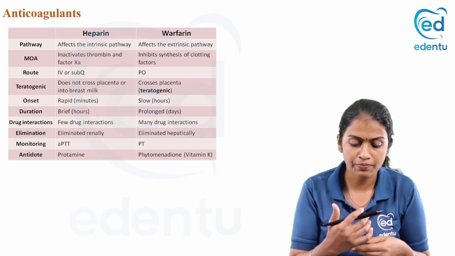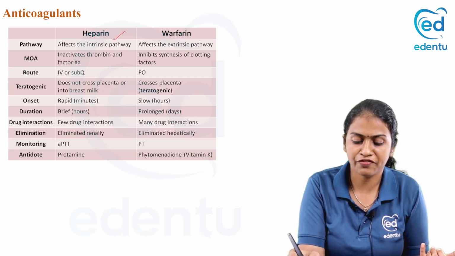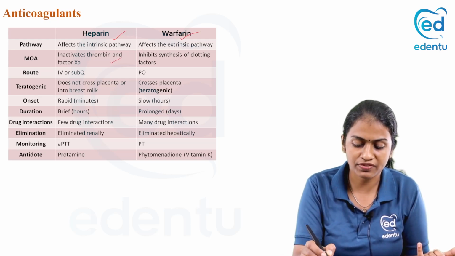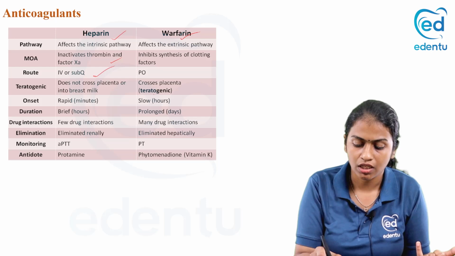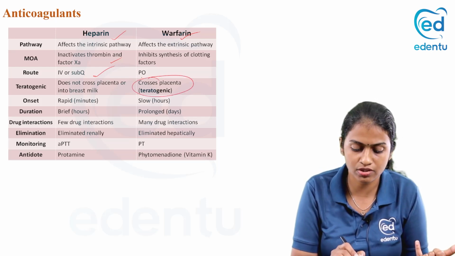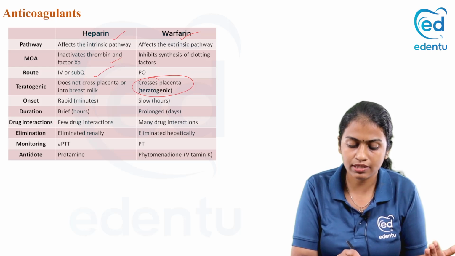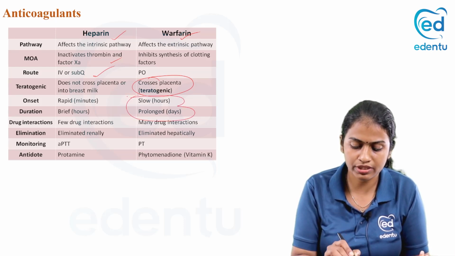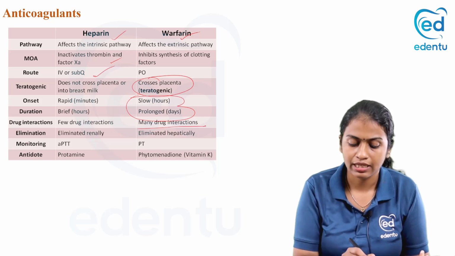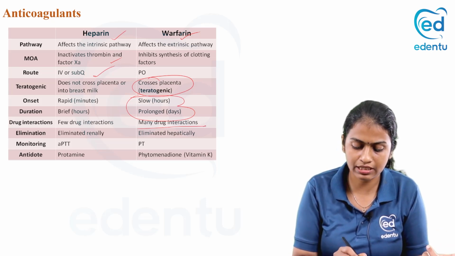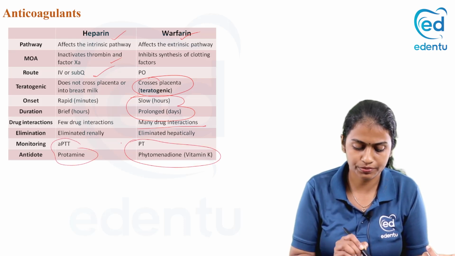We have already discussed: heparin affects the intrinsic pathway, warfarin affects the extrinsic pathway. Mechanism we have seen, route we have seen, teratogenicity, warfarin causes Conradi syndrome. Onset, duration: warfarin is prolonged, slow onset, many drug interactions. Elimination: heparin renally, warfarin hepatically, and regarding the monitoring and antidote.